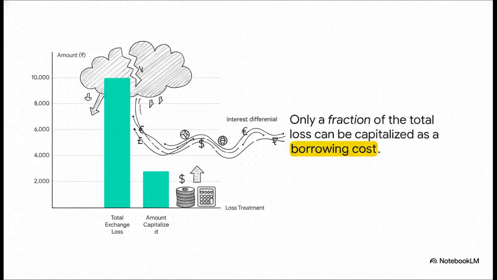And boom, this chart illustrates the rule perfectly. The total loss is 10,000 rupees. But, and here's the key, the company can't just add all of that to its asset cost. Based on what we call the interest differential, basically the savings they got from the cheaper loan, only 2,800 rupees can be capitalized as an adjustment. The rest has to be expensed right away in the profit and loss account.